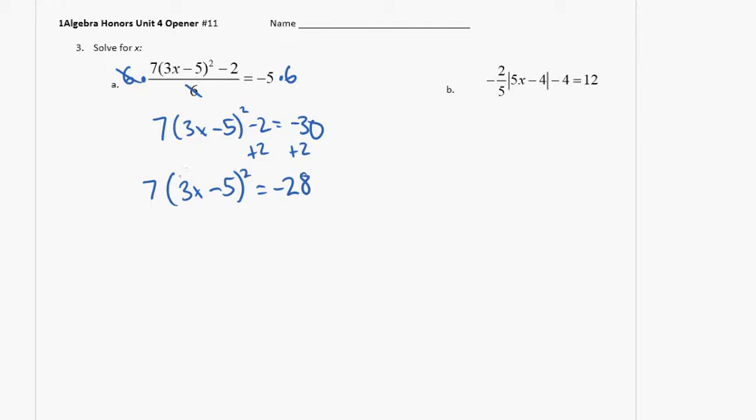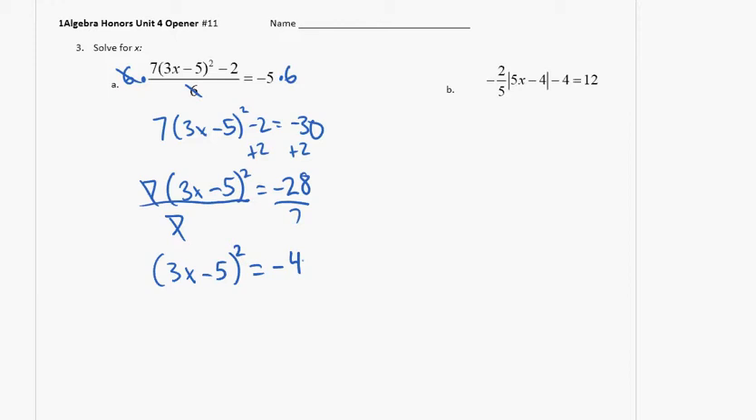So instead what we're going to do is get rid of the 7. Right now it's 7 times this quantity, so we will use division to undo that multiplication. And now we have the squared quantity by itself. 3x minus 5 squared equals negative 4.